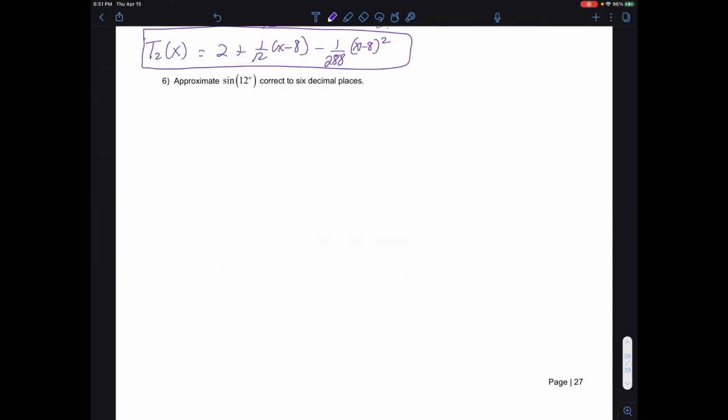Now let's approximate the sine of 12 degrees to 6 decimal places. So first thing I want to do is convert this to radians. If I have 12 degrees, that's 12 degrees times pi over 180, which is equal to pi over 15. I don't know what the sine of pi over 15 is, but can I use a Taylor series to approximate the sine of pi over 15?